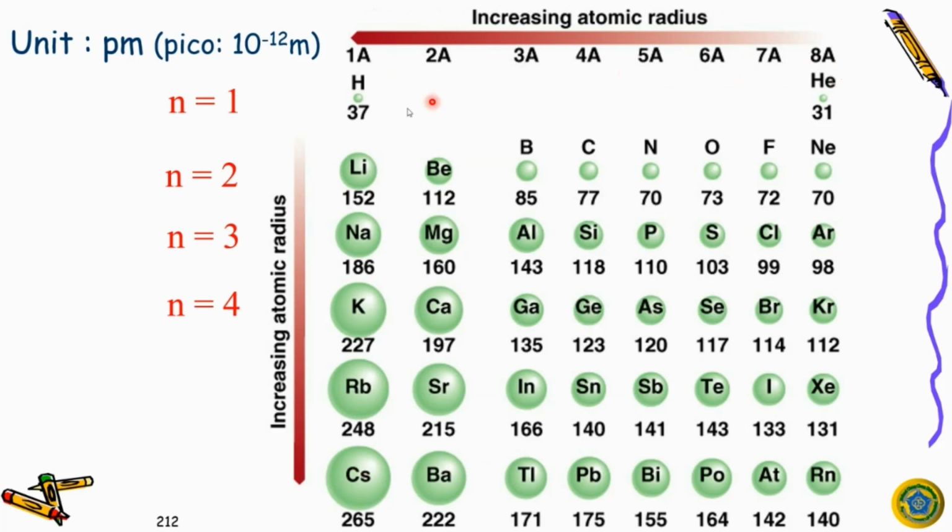And how about this one? You have the same principal quantum number. You only have 1 electron in the s orbital, and you have 2 electrons in the s orbital. So s1, s2, p1, p2, p3, p4, p5, p6. What can you see? The size of the atom decreased, mainly.